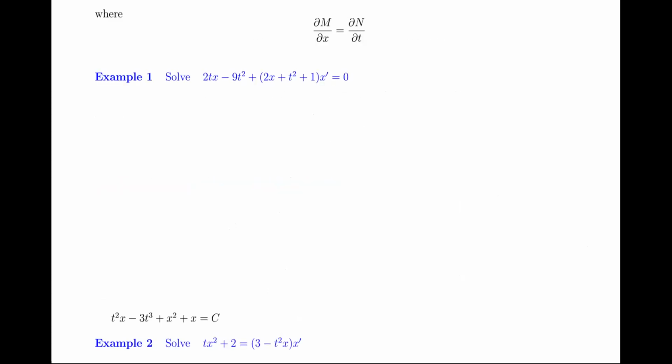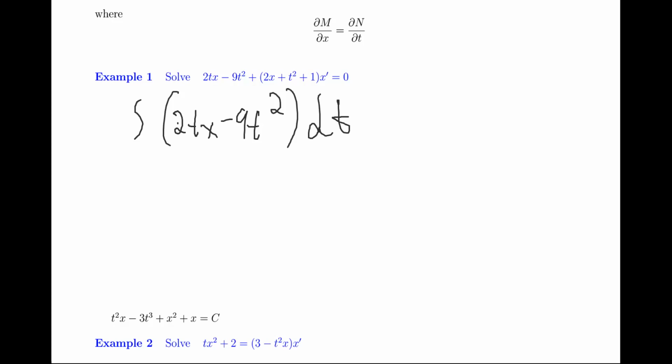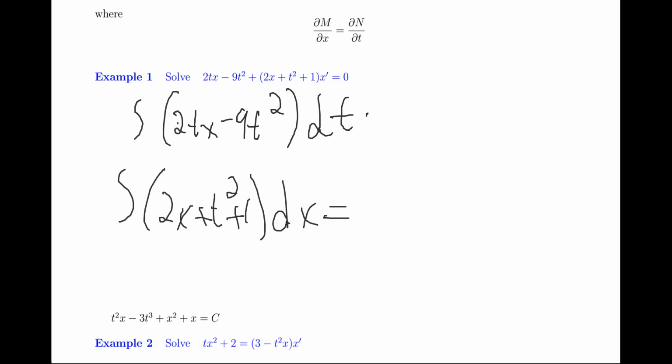So how do we do that? Well, we want to take the integral of 2tx minus 9t squared, so the integral of the M function with respect to t. And we want to take the integral of N, which was 2x plus t squared plus 1, with respect to x, because of the function that we wrote out earlier. So if we integrate both of these and match everything up, we will find our antiderivative F of t, x.